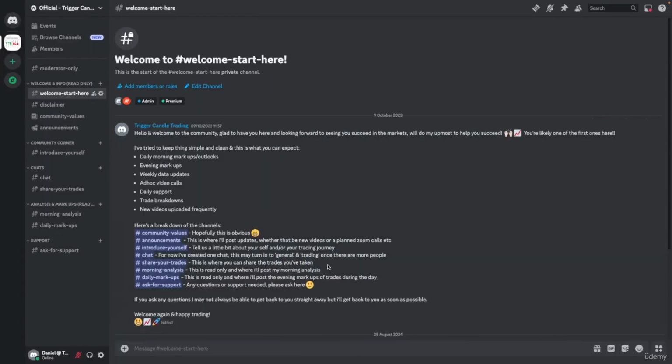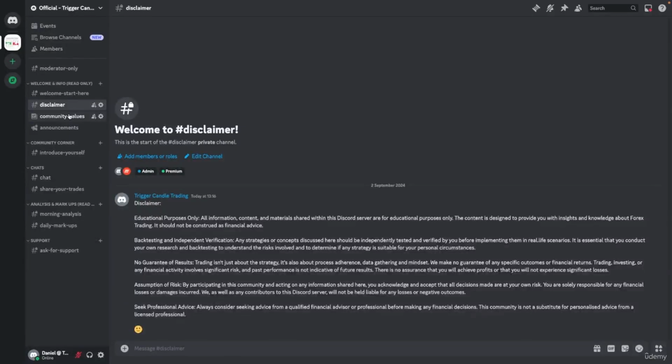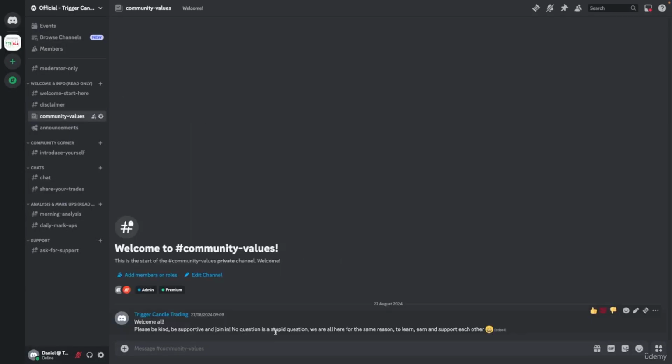So let me just walk you through each of the different sections. If you're familiar with Discord, you have sort of a start here section where I've just given a brief overview of what to expect and what's contained in each of the pages. There's a disclaimer there. You don't have to sign anything, but it's just something you can read. Community values. Try to keep it fairly simple. Just be kind, be supportive. No question's a stupid question, and we're all here for the same reason, which is to learn, earn, and support each other.